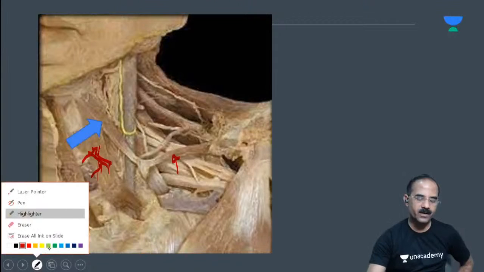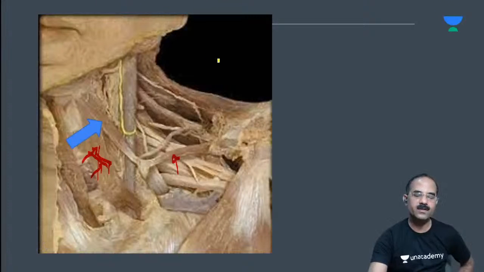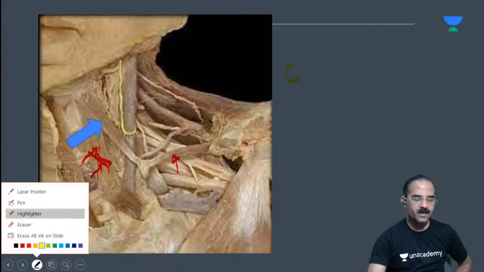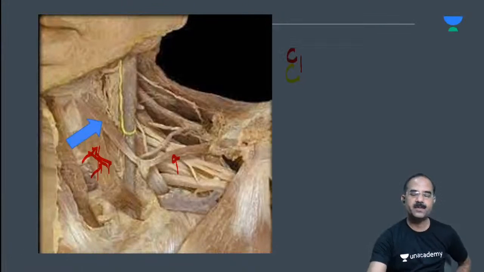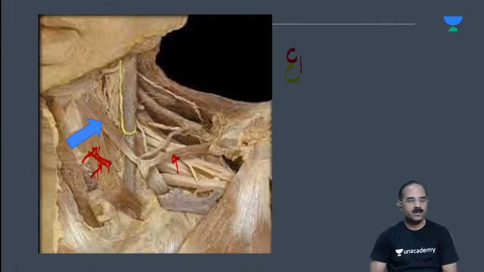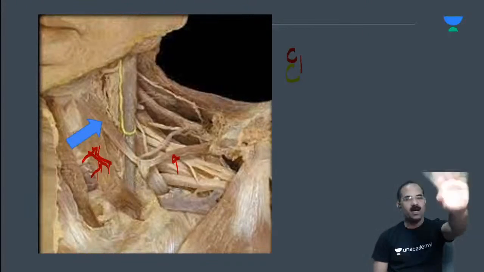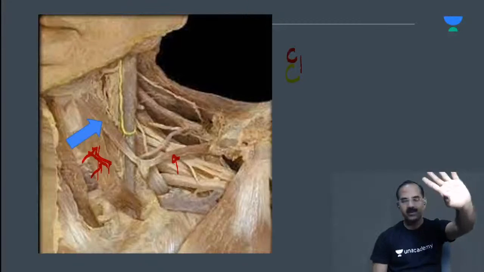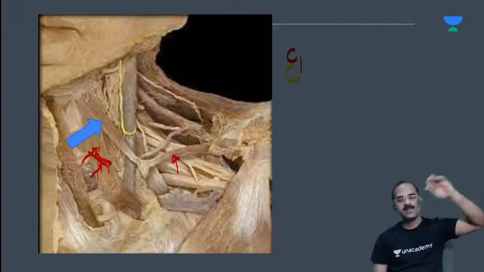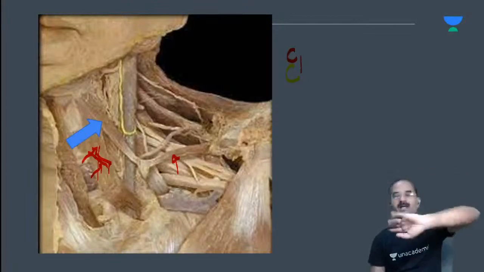Fibers of C1 supply the thyrohyoid muscle. Just remember this is direct C1. 12th nerve नहीं है. These are the fibers of C1. They are going with the hypoglossal nerve. Hypoglossal nerve has got nothing to do with supplying the thyrohyoid. These are the fibers of C1. They go with the hypoglossal nerve.